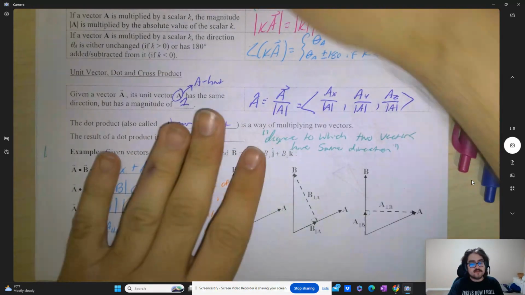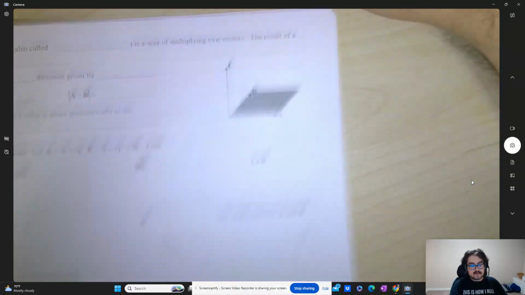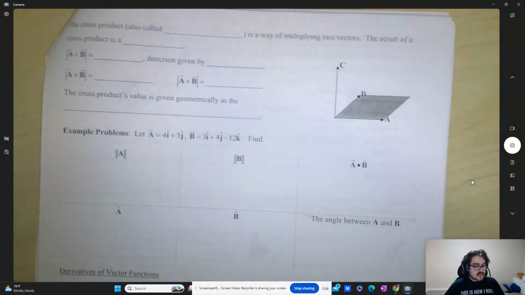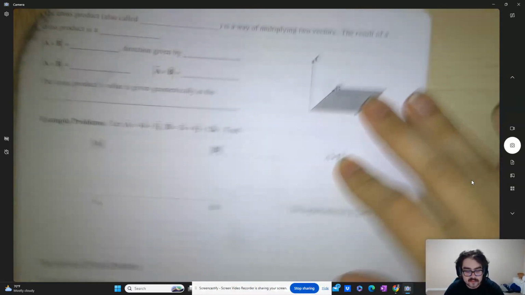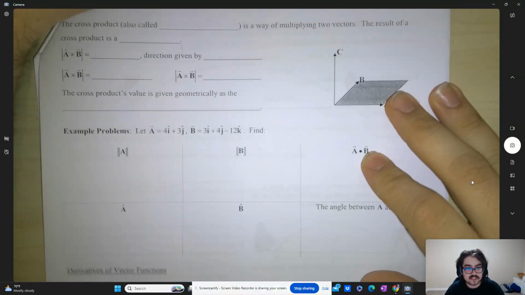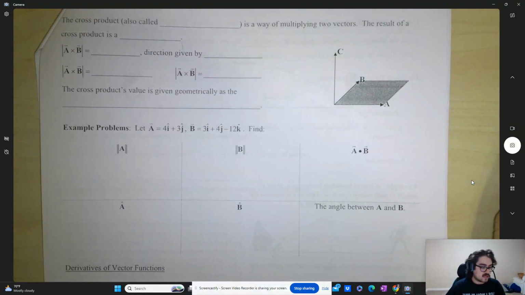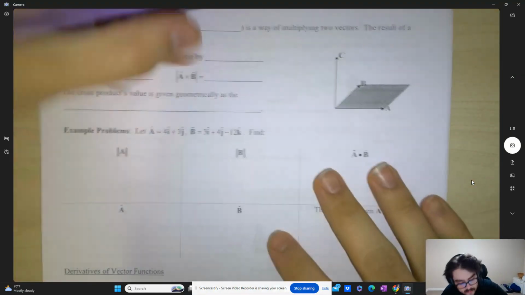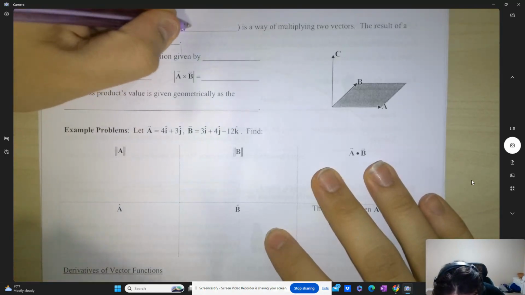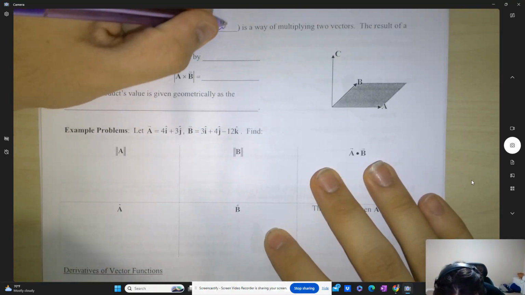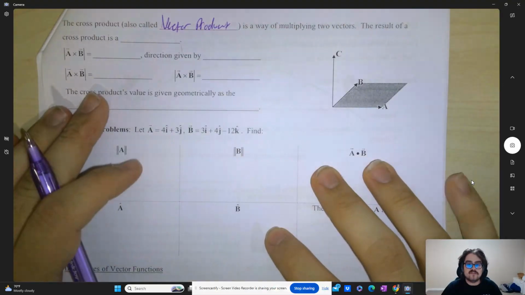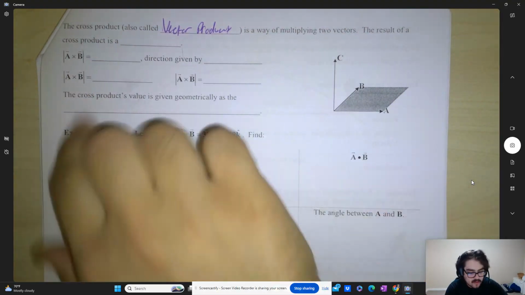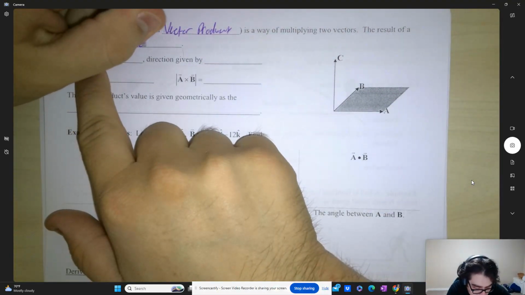Okay. Cross product is very similar to dot product because it is another way to multiply two vectors. However, the result gives you a vector. So that is the difference between cross product and dot product: dot product gives you a scalar, cross product gives you a vector. We sometimes call this the vector product. It's a way of multiplying two vectors. The result of a cross product is a vector.